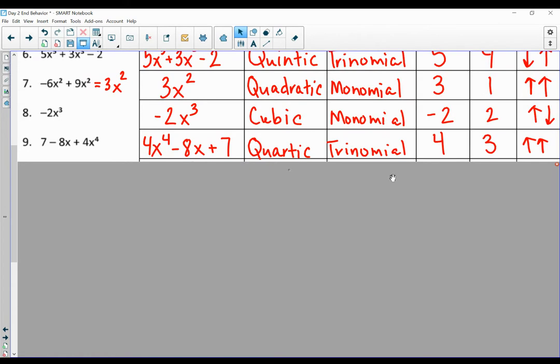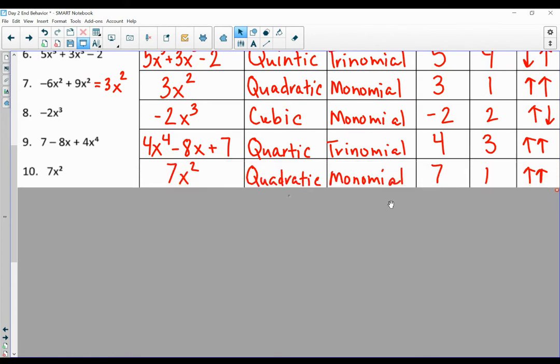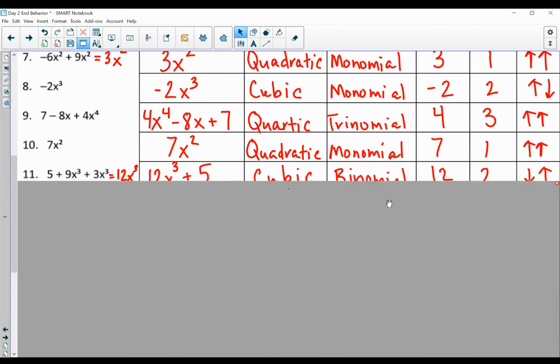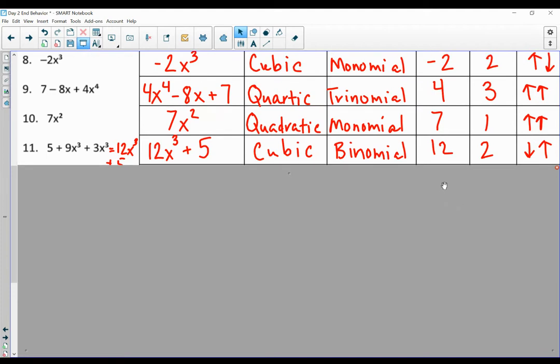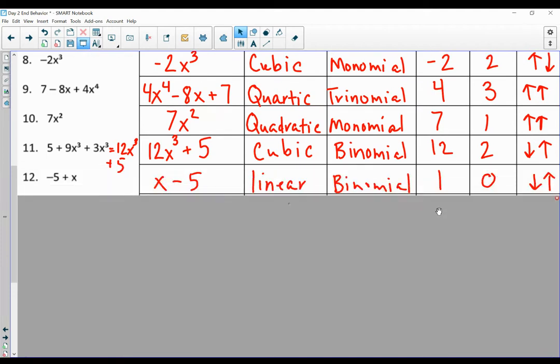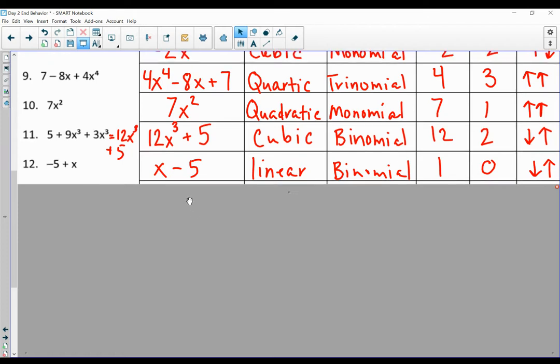There's another example of an up, where it's positive and even. Here's another positive and even, up. So now I have a positive 12 and an odd 3. So positive and then odd tells me it's going to go up on the right, down on the left. So this would be a down, up. Here's another example of down, up, and it's because I have a positive 1 as my leading coefficient and a positive 1 as my degree.